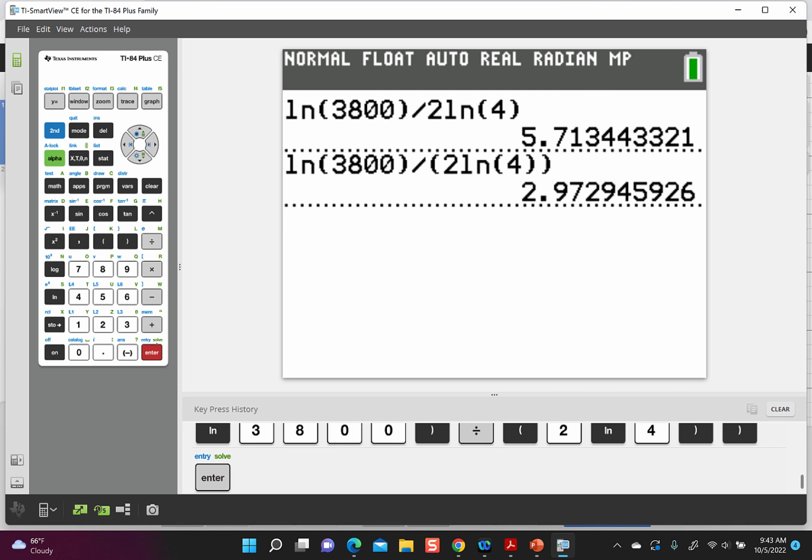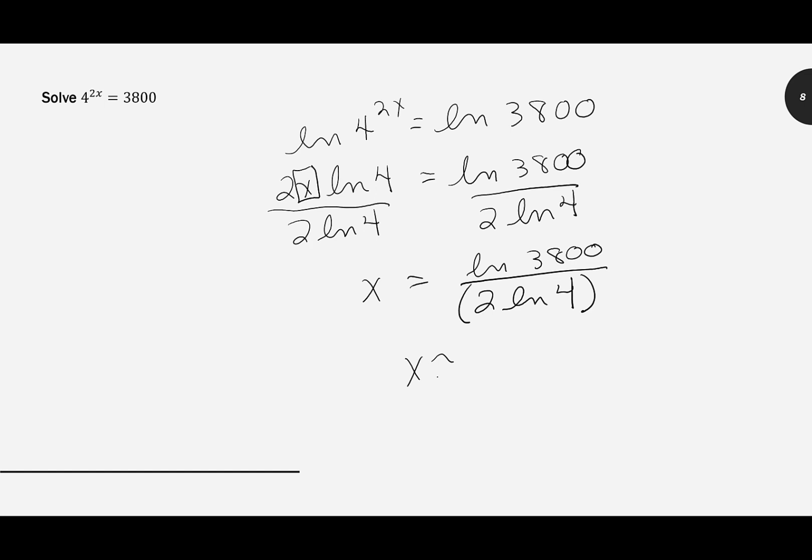So it's kind of tricky. You really have to know the order of operations of whatever technology you're using, and just think if I have more than one thing in the numerator or more than one thing in the denominator, they need parentheses in order for us to get the right answer. So this was x is about 2.9729. Technology is great, but it's only as good as what we tell it to do, right?